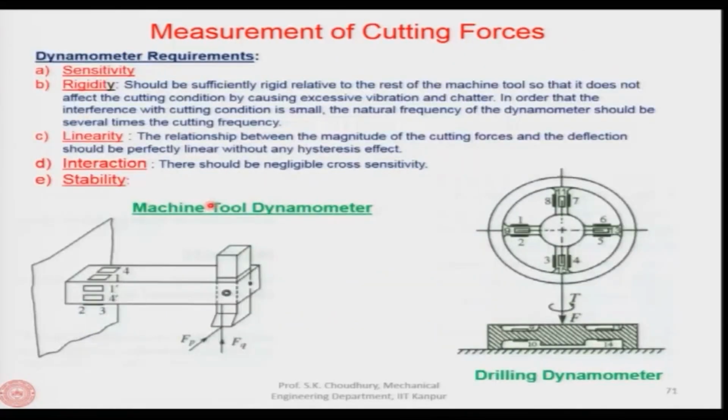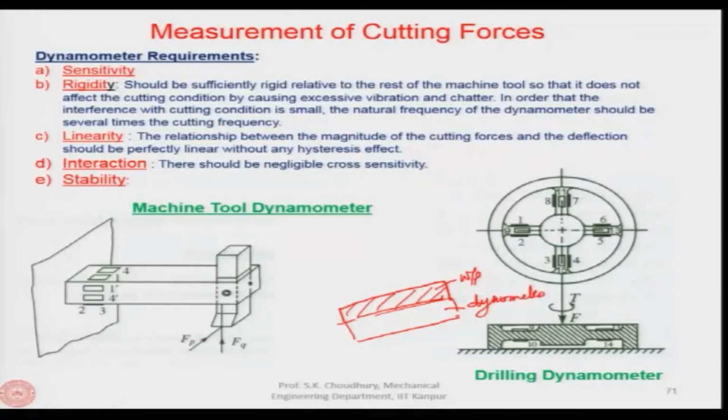By the way, I would like to clarify one thing. Probably you understood that when this kind of dynamometer is used, let us say this is the dynamometer, it is placed below the workpiece, and this is the workpiece. This is the dynamometer.